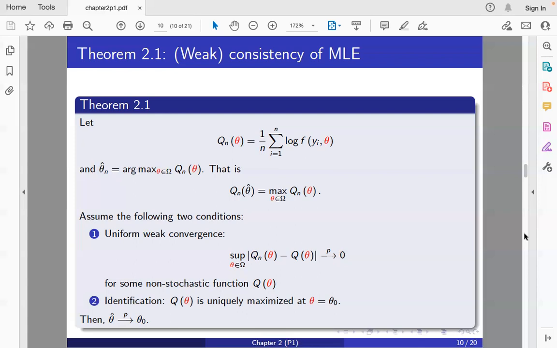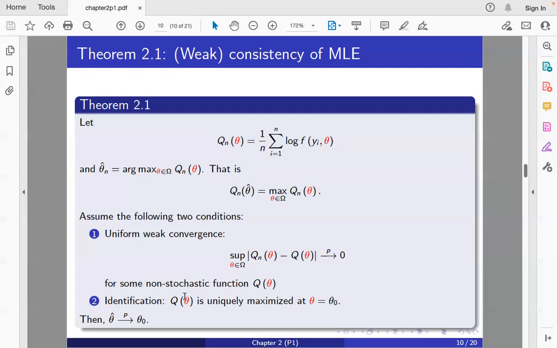Uniform means that throughout this zeta space, we can control the convergence by picking a single sample size, and above that it's okay. The second condition, uniquely maximized at zeta null, is something we already covered.